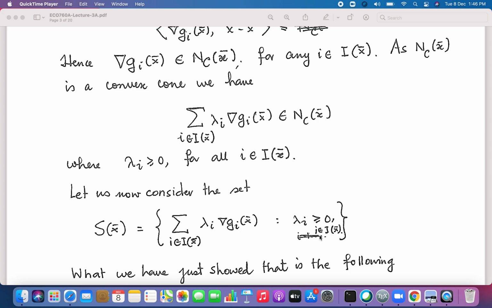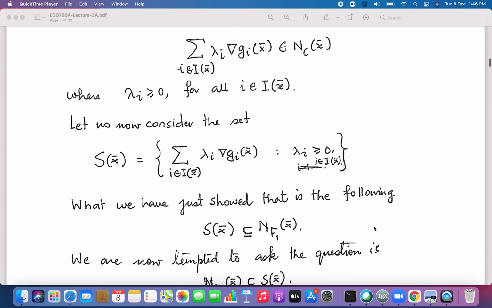Nothing can be done. So let us construct this set S(x bar), which consists of all elements of this form, where lambda_i is greater than or equal to 0 and i is varying over I(x bar). Of course, if you change your x here, then this I(x bar) changes, right?